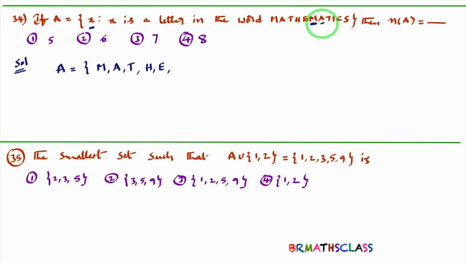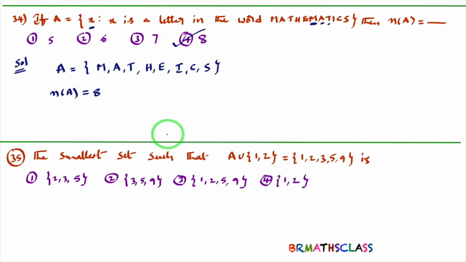Next A is also written already. Next T also written. I, okay. C, yes. So these are the letters of the word mathematics. We will get it like this when we write this set in roster form. Okay. So now you observe how many elements are there in set A. 1, 2, 3, 4, 5, 6, 7, 8. So the number of elements in set A is 8.